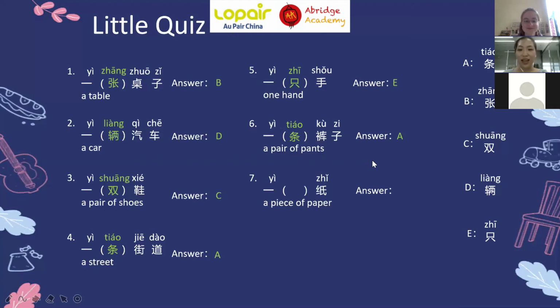All right, the last one, a piece of paper. A piece of paper. So what is similar here? A table is also a flat surface. So the answer will be 张, 一张纸, a piece of paper, a flat surface. Okay, so this is the little quiz.